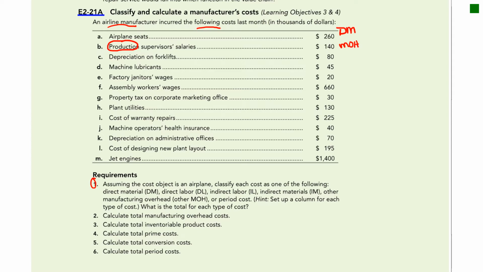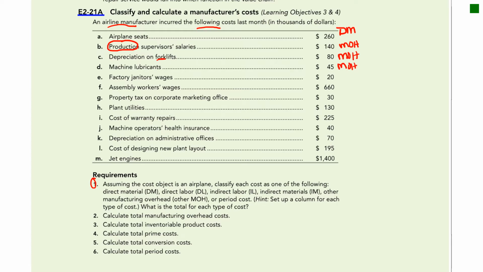C, depreciation on forklifts. Again, depreciation, it's on the forklifts. Forklifts are in the factory which produce. So that's, again, manufacturing overhead. Letter D, machine lubricants. I'm going to assume this is machinery within the factory. And so again, that's going to be more manufacturing overhead.